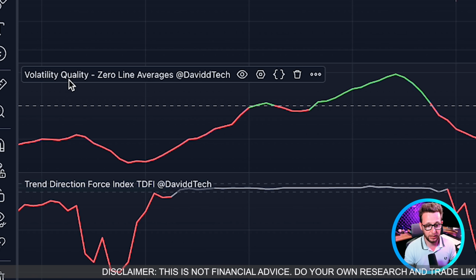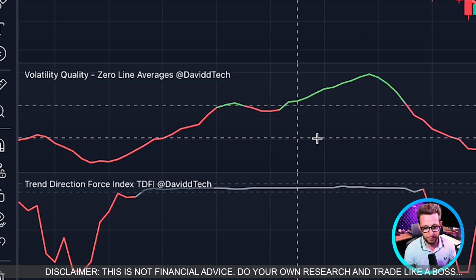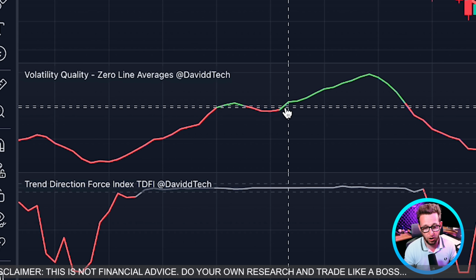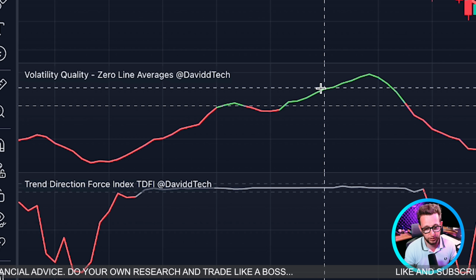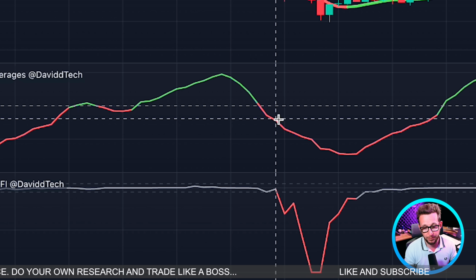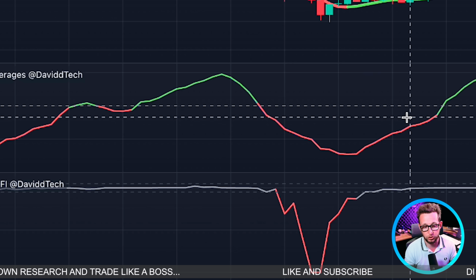The volatility quality with zero line is a very, very simple indicator. When it goes over the zero line, it goes green, which confirms our long entries. When it is red and below the zero line, we're looking for shorts.